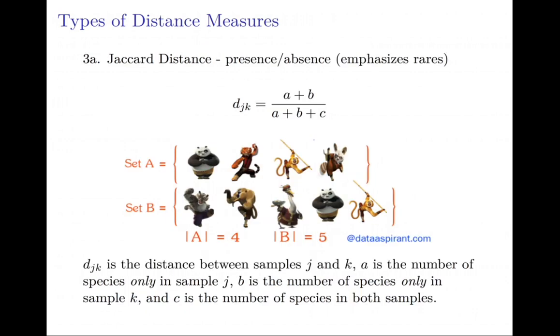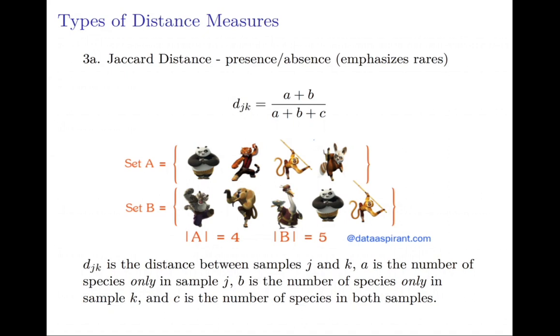Okay, so now moving on to some that are a little bit different. We have the Jaccard distance, which is based on presence-absence, and this really emphasizes rare species, if that's of interest to you. And here the equation is d_jk equals (a plus b) over (a plus b plus c). Again, the distance is the same, but a is the number of species only found in sample j, b is the number of species only found in sample k, and c is the number of species in both.